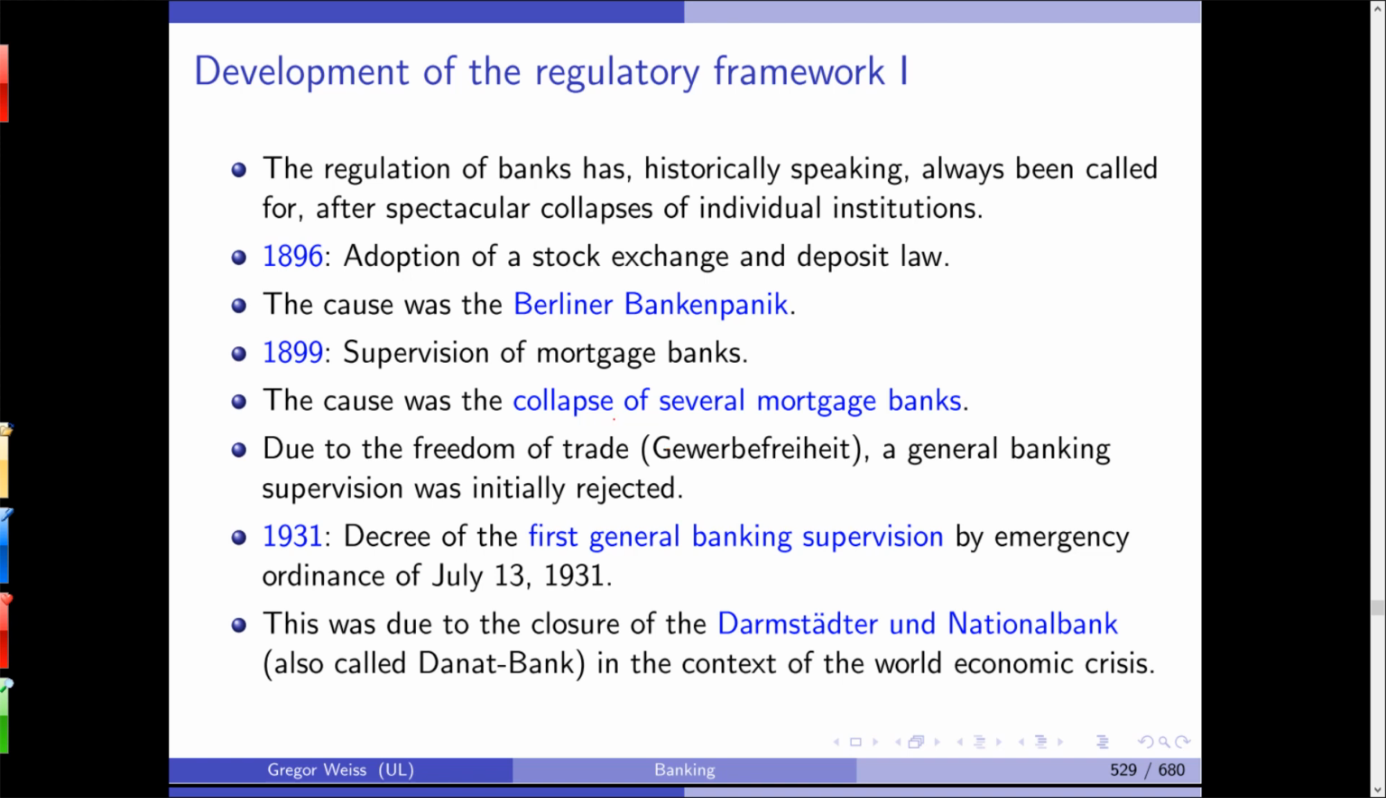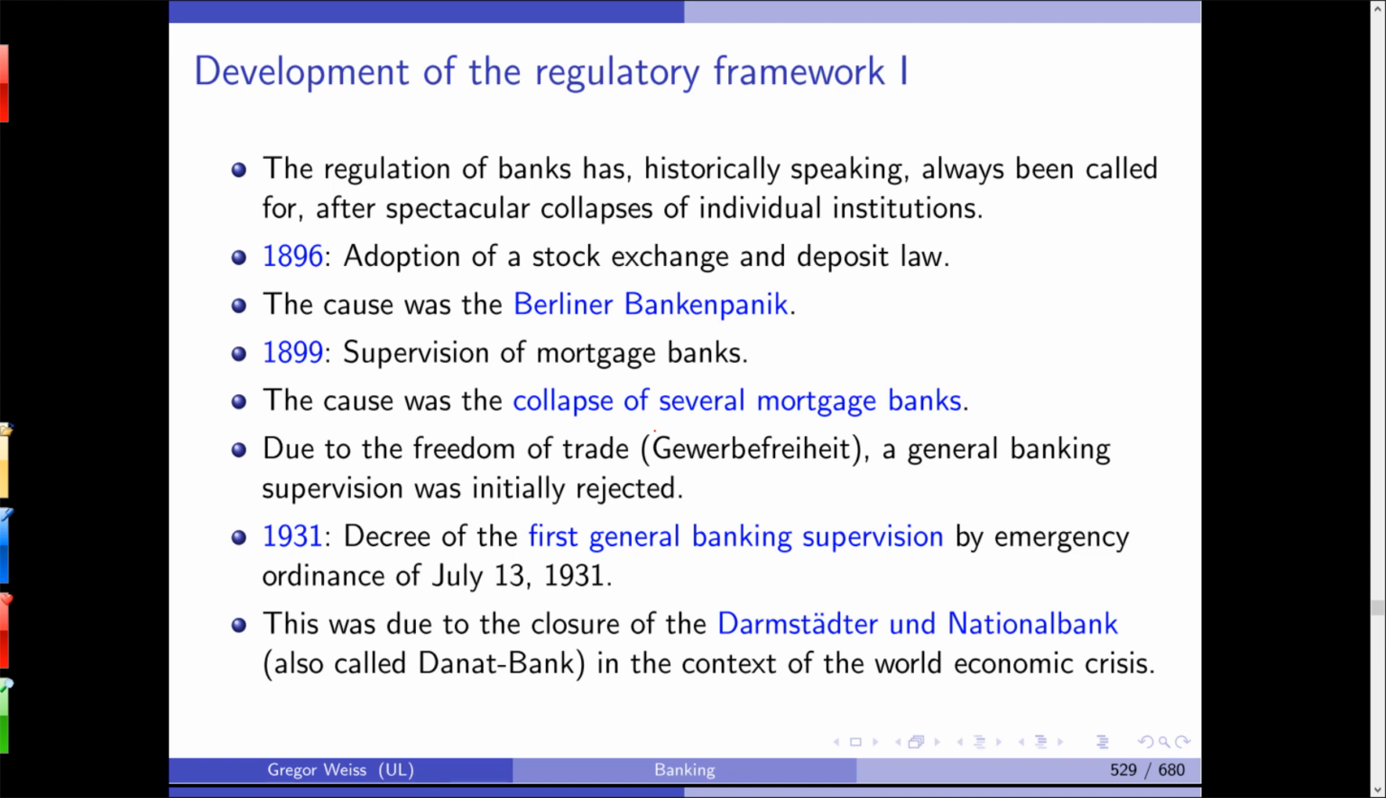In Germany, as you can see, it already started before that, started in the 19th century with the Berliner Bankenpanik, bank panic amongst depositors in Berlin. Then banking supervision started in 1899, as did so many things in that era. Social security, for one thing. And for a very long time, actually, we've had freedom of trade, Gewerbefreiheit. At first, general banking supervision was rejected. Why? Because it's a limitation on the type of business people can do, banks can do.